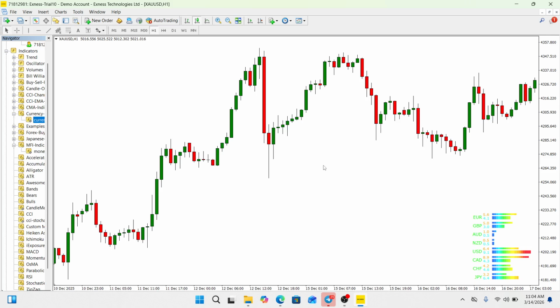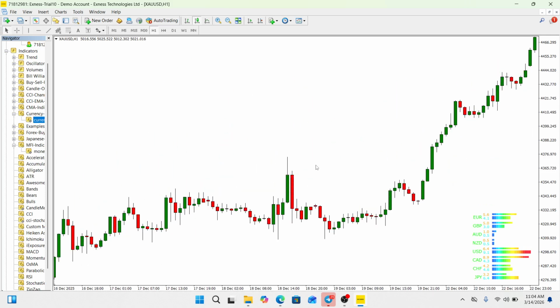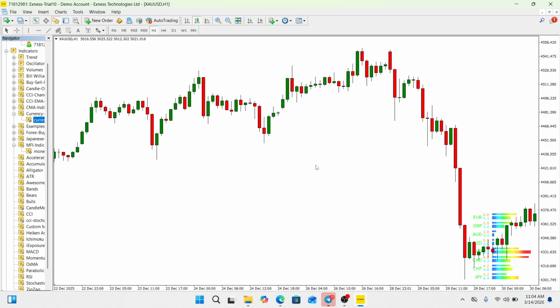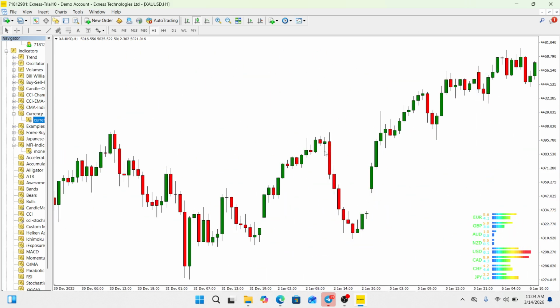It gives you a clear trend snapshot across currencies, helping you avoid trading weak directionless pairs and concentrate on markets where one side clearly dominates.